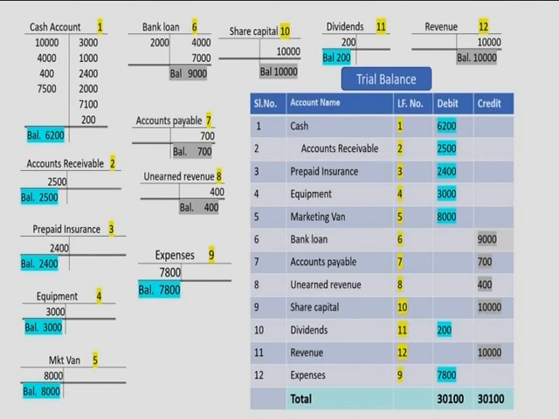First we post account head, account name from the ledger account, and then in the third column we post the ledger folio number which is given in the ledger accounts, and then, according to the rules of debit and credit, we have to debit and credit the account heads.